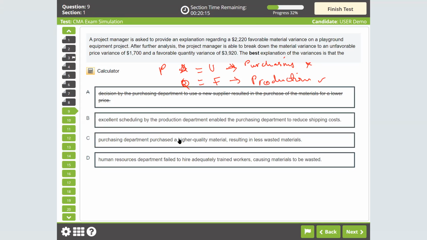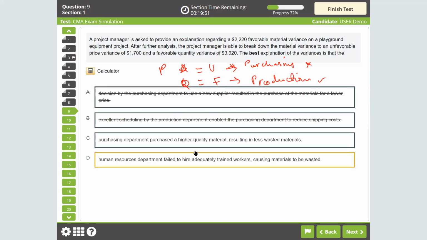B, excellent scheduling by the production department enabled the purchasing department to reduce shipping costs. Well, shipping cost is part of the product price. So if shipping costs were reduced, we would have favorable because our actual material price will be less than the standard. So this is not the correct answer.